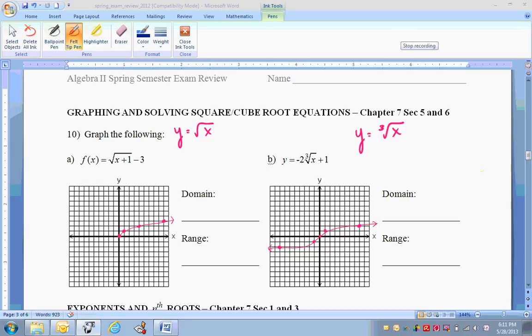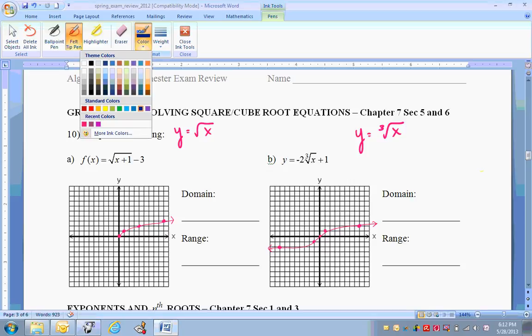Okay, so on the next part of the review, they're asking us to graph and solve square and cube root functions. On part A of problem 10, they've given us the function f of x equals the square root of x plus 1 minus 3. And I've gone ahead and recognized that the parent function for this function is y equals the square root of x. And you can see that I've graphed it in pink.